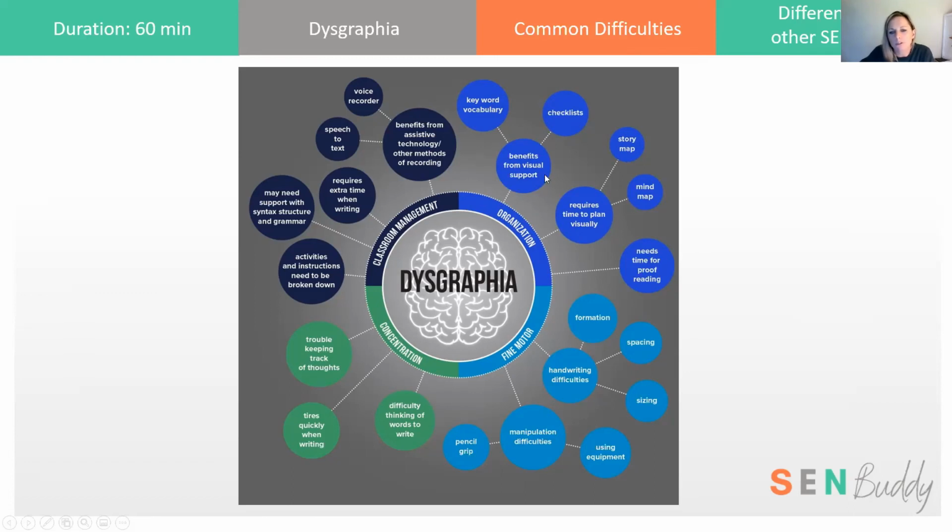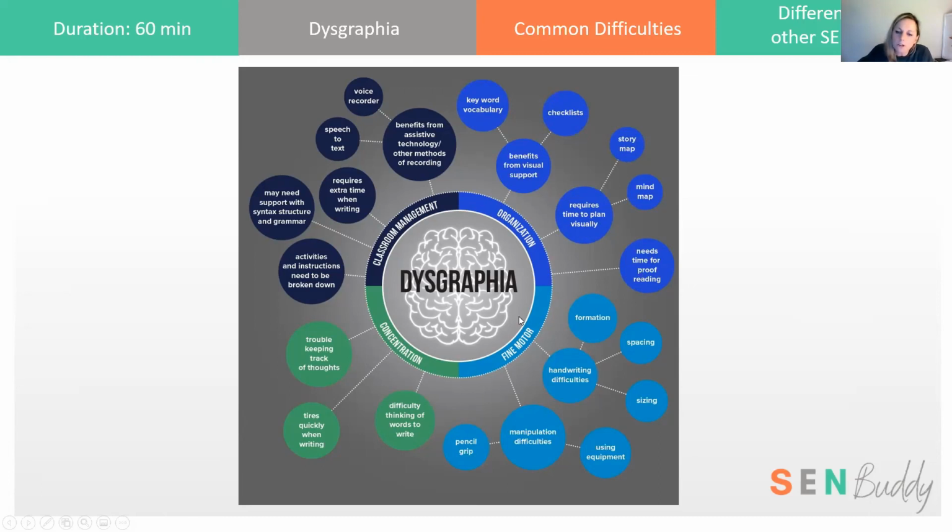So benefits from visual support, checklists are helpful, keyword vocabulary, requires time to plan, visually use mind maps or a story map, and needs time for proofreading. If anyone can tell me the trick for getting their pupils to proofread, I'd be massively grateful, because it doesn't matter how many times I tell them, they don't want to proofread.